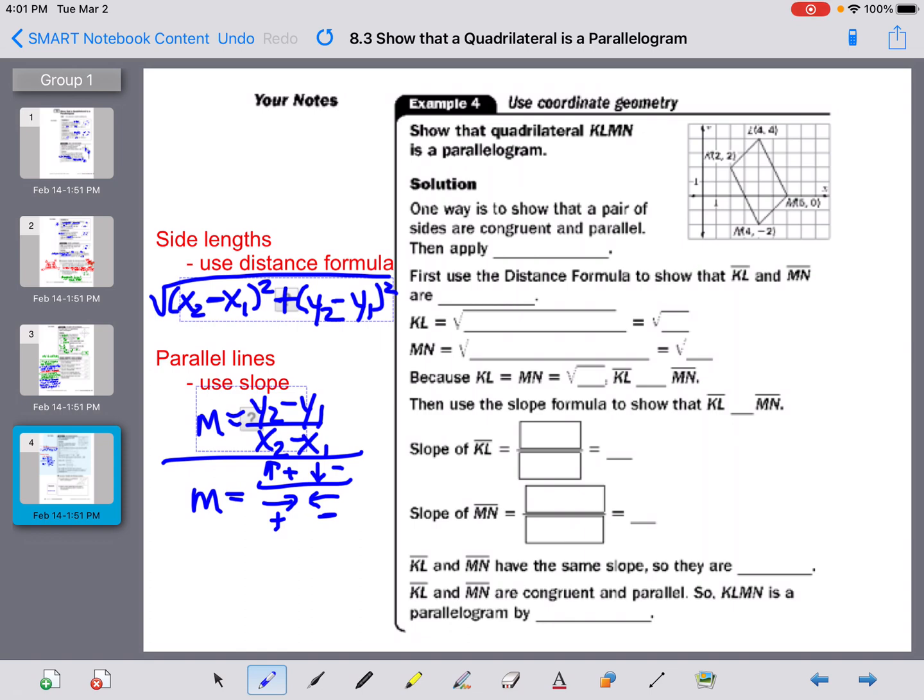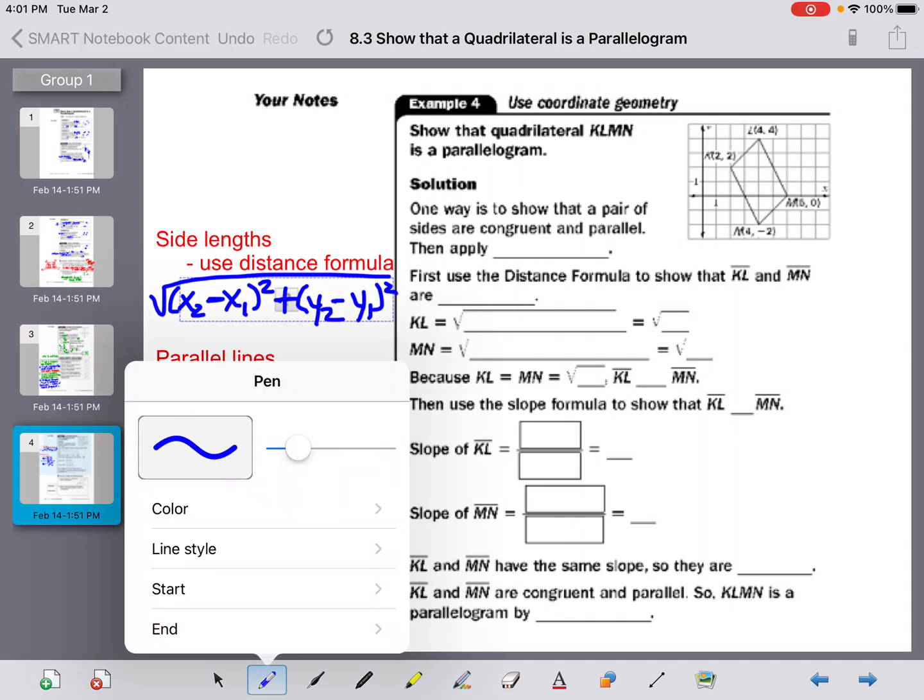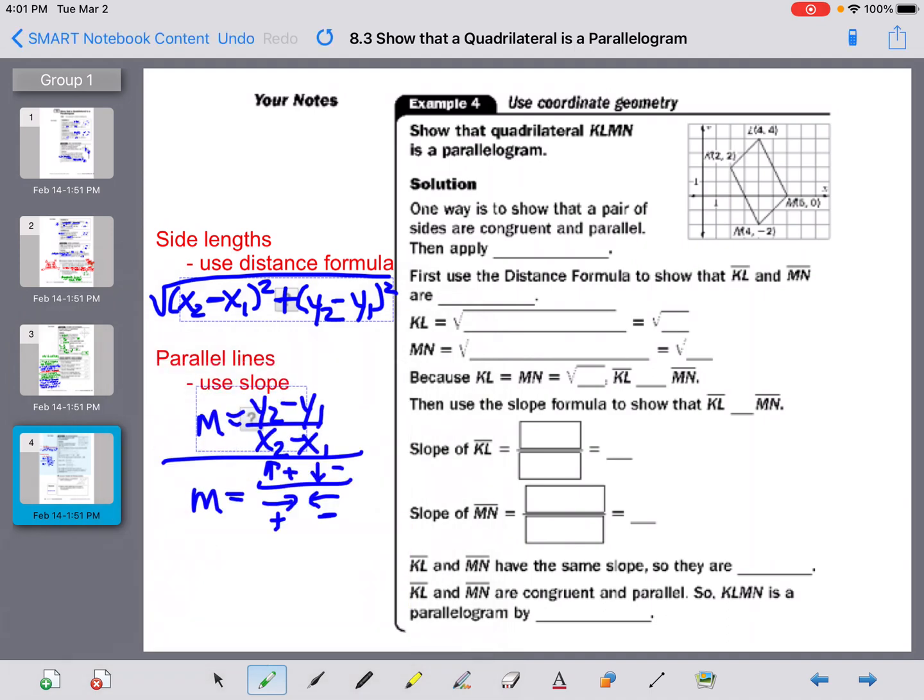I'm going to admit this is probably not the way most of you are going to do it, but I'm going to do the math here so you see a little bit of everything. So one way to show that a pair of sides are congruent and parallel: we're going to do one pair congruent and parallel. It's the same pair though. So congruent is going to find us the side lengths, the distance formula, and parallel will do the slope. So I'm going to do a mixture of both so you see this work. We're going to focus on sides KL and MN. Just those 2 sides. That's the only 2 sides we're going to work on.